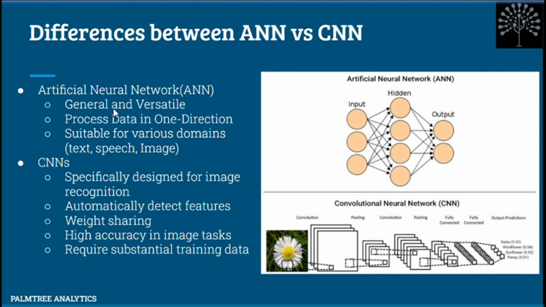So the artificial neural network is general and versatile. It processes data in one direction and is applicable for all kinds of domains. CNN is also applicable, but mostly it is used for images, specifically designed for image recognition. With a lot of image data, we need to get the pixel information, convert it to a matrix, and apply matrix operations, max pooling, softmax, various pooling techniques, and then some activation. Multiple things are put in place to extract the exact features of the image.